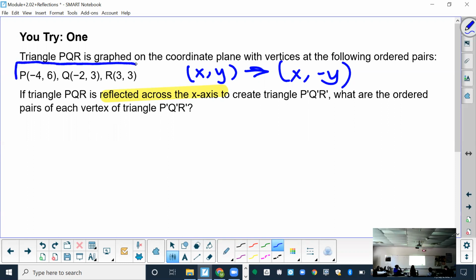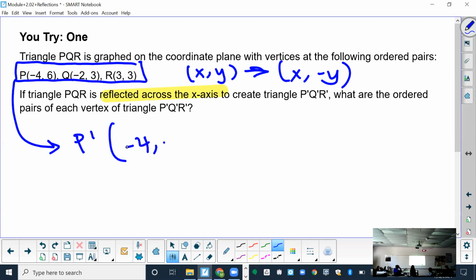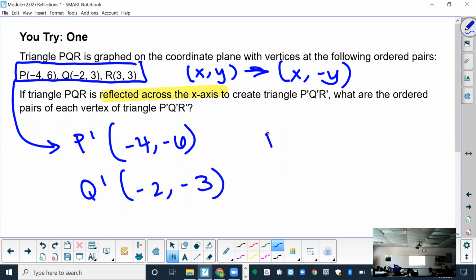So then if our original coordinates over here are listed for us already, then all we have to do is apply that rule. So then P primed should be what? -4, -6. Again, notice the x stays the same, the y changes sign. Q prime should then be -2, -3, and R prime should be. All right, makes sense. Any questions?